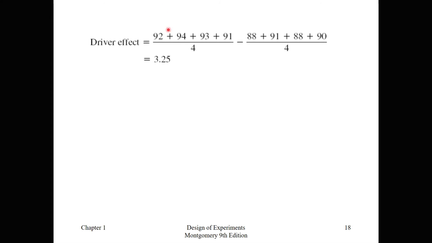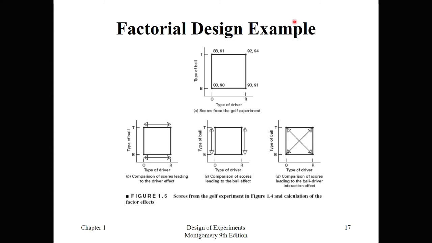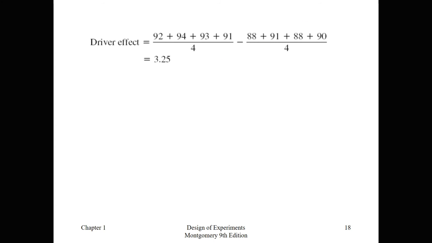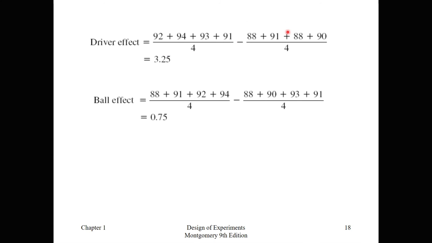So for the driver effect, I'm going to be averaging the effects from the first driver. So 4 golf games, adding them all up, dividing by 4, and then subtracting 4 golf games, adding them all up, divided by 4. So this is the average score with the first driver minus the average score with the second driver. Excuse me, I think it's actually the average score with the second driver minus the average score with the first driver. Direction doesn't really matter here except for the interpretation of this number. So on average, the second driver had a score of 3.25 higher than the first driver.